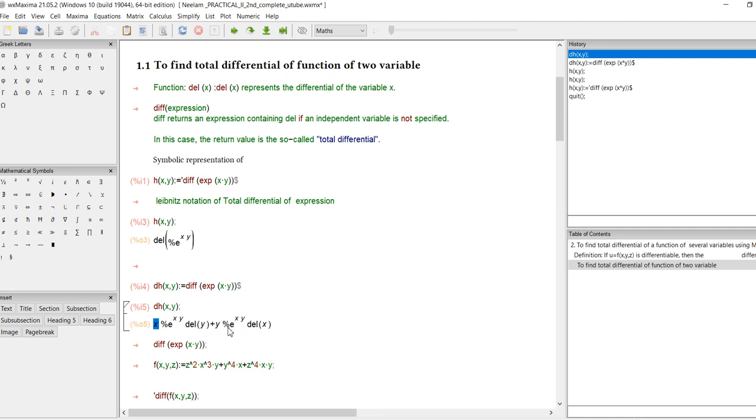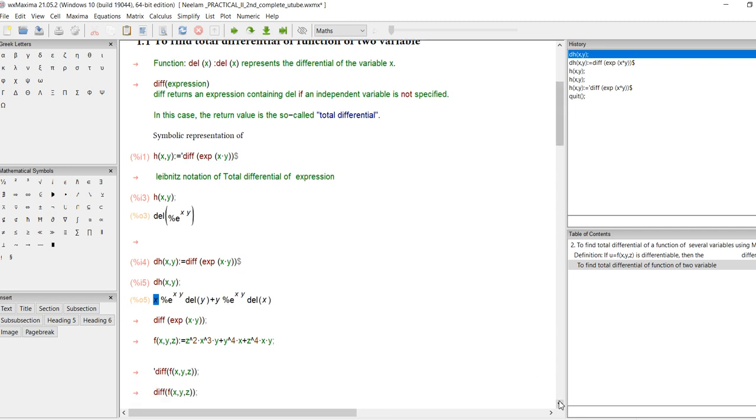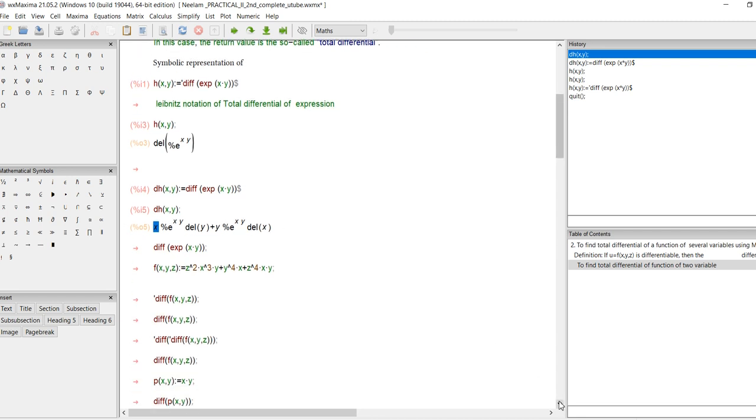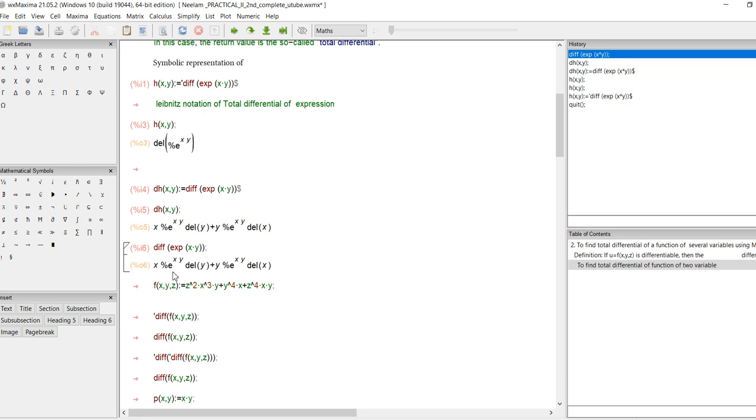partial derivative of u with respect to x, that is e to the power xy into the derivative of the inside term, which will be y, and del of x. As you practice in your calculus, the answer is the same. So in this way you can take the total differential of a function of two variables. You can directly obtain this differential, just output as I wrote here. The answer is the same.